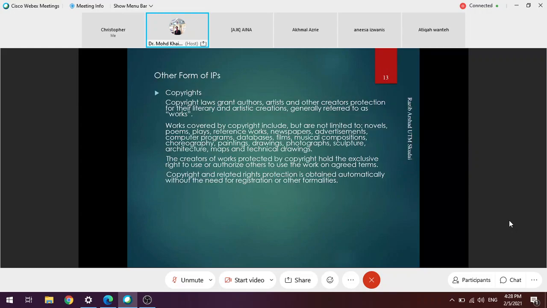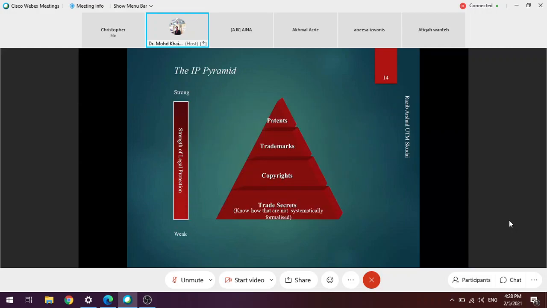All right. So other forms of IP, again, we're repeating the same thing: copyrights, trade secrets, a lot of things. So this is the hierarchy of the IP protection.